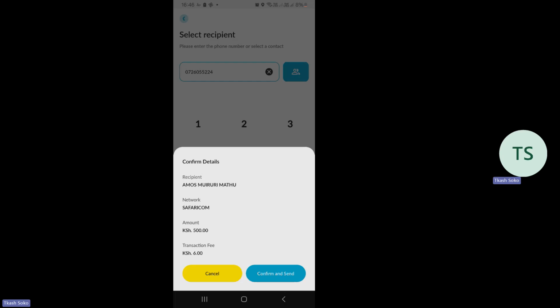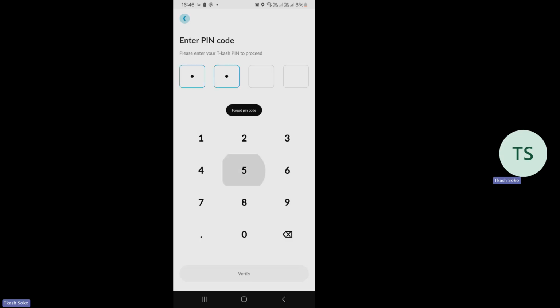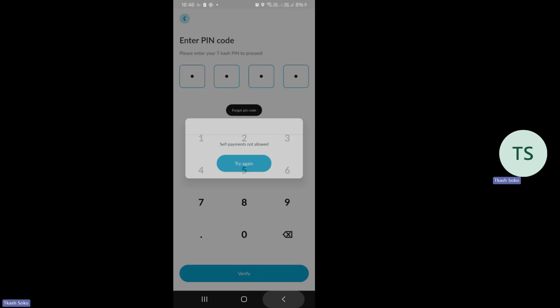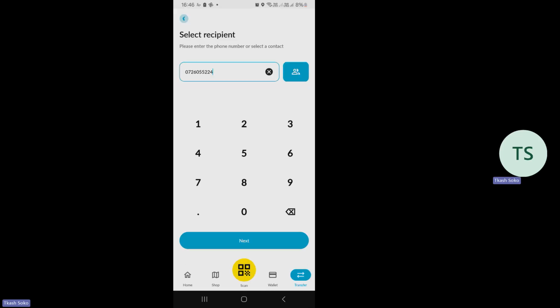And of course, if I just joke around with this confirm and send, it will just tell me to enter the PIN code. But I know since I don't have the 500, it will not go through. Self payments are not allowed, and it will just tell me so. And this is not allowed, and therefore I just have to move back. So that is it. That is how you can be able to send money.